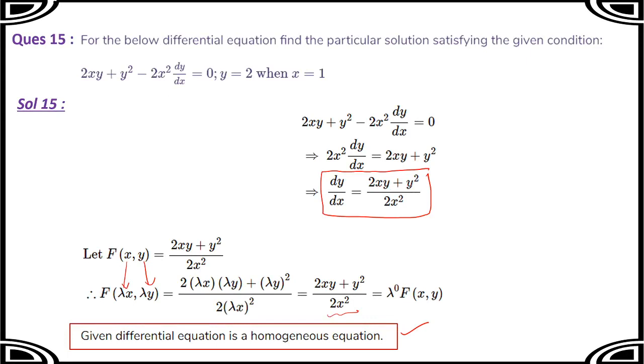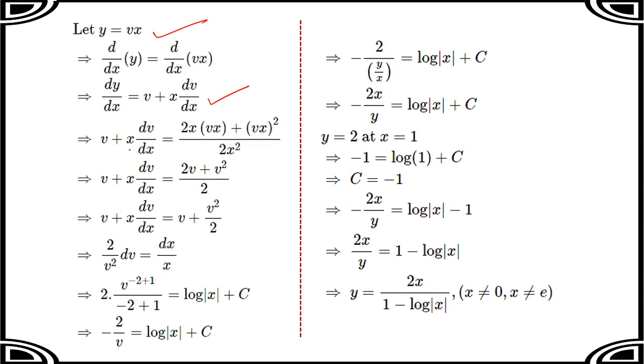2xy plus y square. Y square, instead of y square, what will we write? V square x square, and upon 2x square, and here on the left hand side we will write v plus x dv by dx. Now x square overall common and cancels. Then after that we will split it, and v also cancels. 2 upon v square dv is equal to dx upon x. We have separated, and after that we simply have to integrate to get the answer.